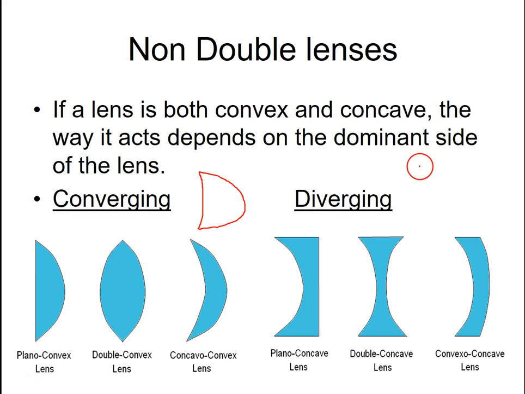If you have one that is extremely concave and then a little bit convex, this is going to be a diverging type. So why don't you take a moment right now and look at your glasses and see what kind of lens that you have. Do you wear diverging lenses or converging lenses?